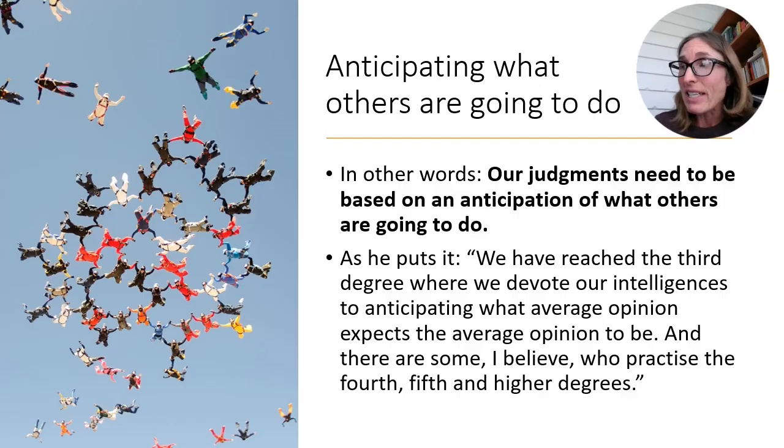It's about anticipating what others are going to do, and it doesn't really have that much to do with any objective external value of the share itself in terms of the health of a company in which you're investing. It has more to do with our judgments about what others are going to do. As he puts it, we've reached the third degree where we devote our intelligences to anticipating what average opinion expects the average opinion to be. And there are some, he continues, who practice even the fourth and the fifth and higher degrees.